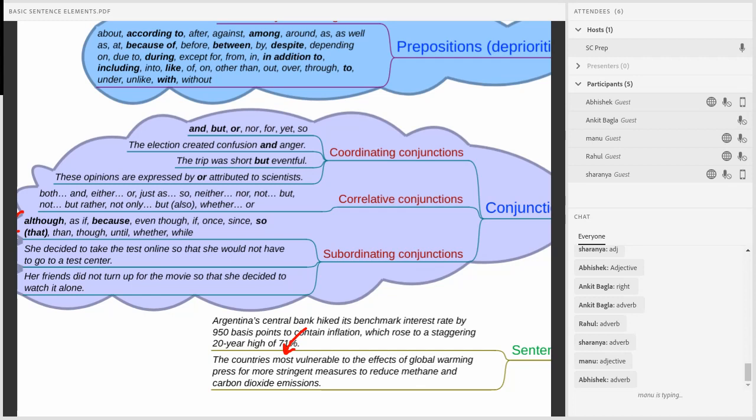So most is like the highest degree of vulnerability. That's what it's doing over here. Quick check. Manu, comfortable with that or not? Perfect. Good. Now the next word is effects.